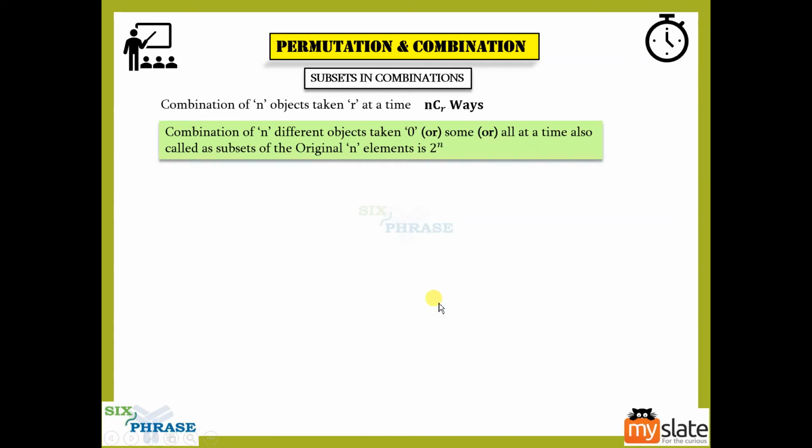So as you can see, we take the combination of n objects taken r at a time. We do it using nCr ways. But what if you are asked to find the combination of n objects taken zero things at a time, or some things at a time, or all at a time? These are also called the subsets of the original n elements, guys. And we say it is 2 power n. I'll tell you what it all means. First, try to understand what a combination of n objects taken 0 at a time means.